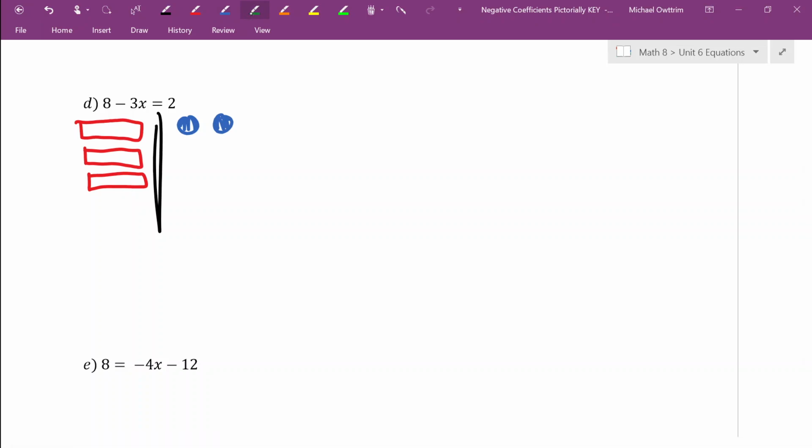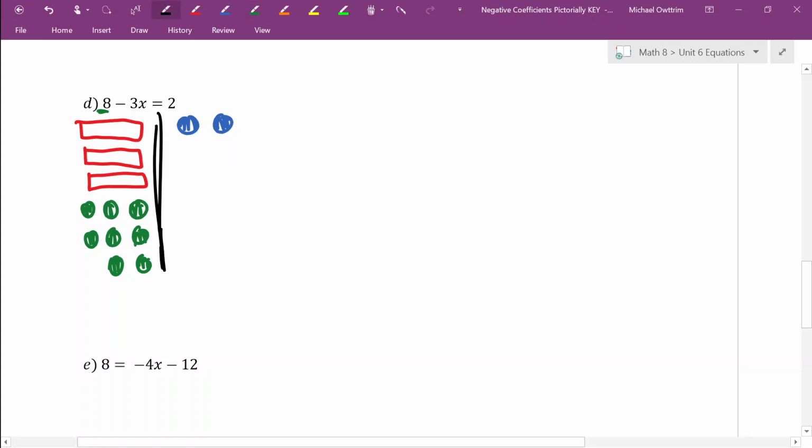With my 8 positive constants on the left side, I know eventually I'm going to want those in 3 rows, and they are going to be on the same side as where they are. So let's go ahead and draw those 1, 2, 3, 4, 5, 6, 7, 8 positives, sorted into 3 rows as best I can. So that's my original equation.